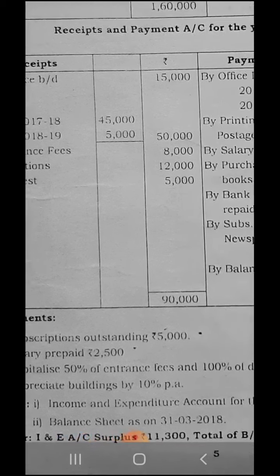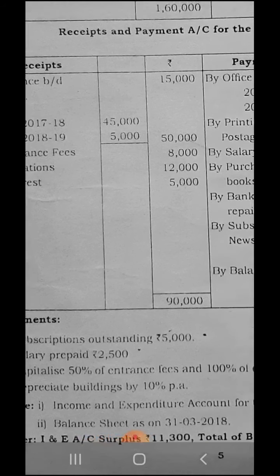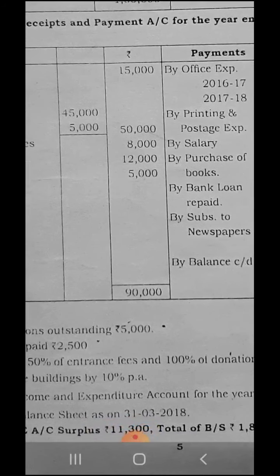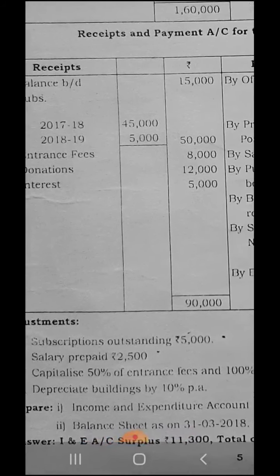Then third point is entrance fees. Capitalise 50% of entrance fees. So 50% of entrance fees we take to the balance sheet, add to the capital fund, and 50% we take as revenue income. And 100% of donation. So the donation, the full 12,000, is also capitalised.